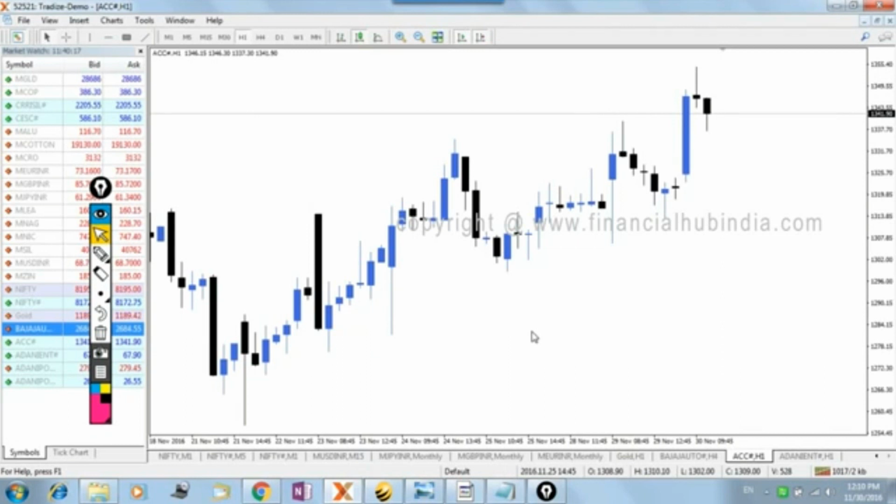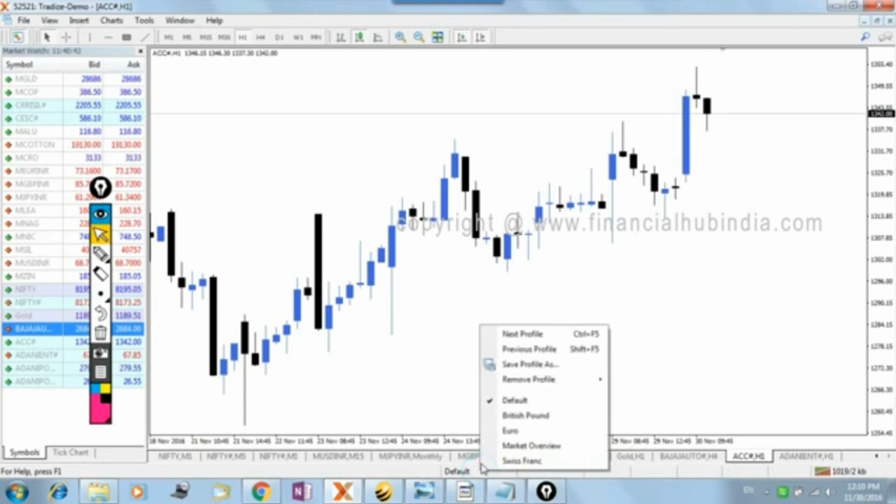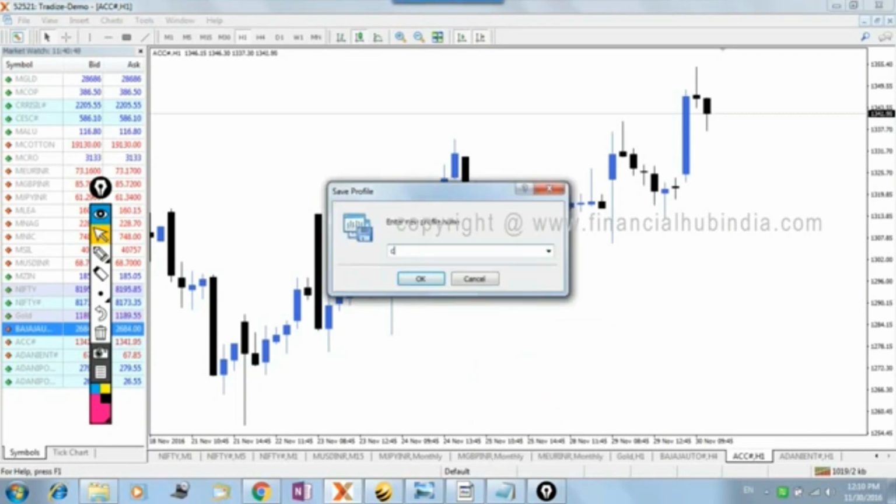Now the next thing is, if I want to create a list of stocks individually and a list of commodities individually, then you can create different profiles here. So this is my commodity profile. Now click here, go to save profile, and say this is my MCX profile.